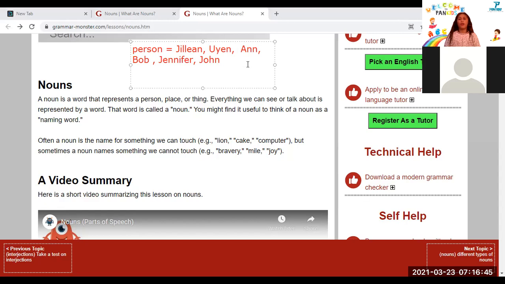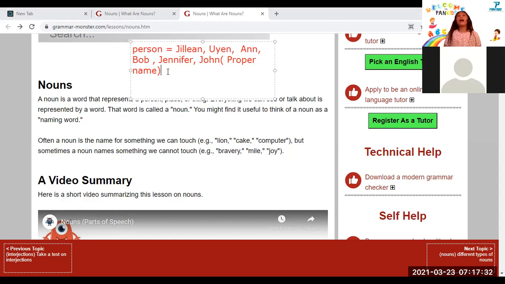That's proper noun. Uyen, we call Jillian, Uyen, Ann, Bob, Jennifer, and John proper nouns. Can you see when you say proper noun, of course, it starts with a big or capital letter? Letter G, letter U, letter A, letter B, letter J, and letter J. They start with a capital letter because they are proper nouns.